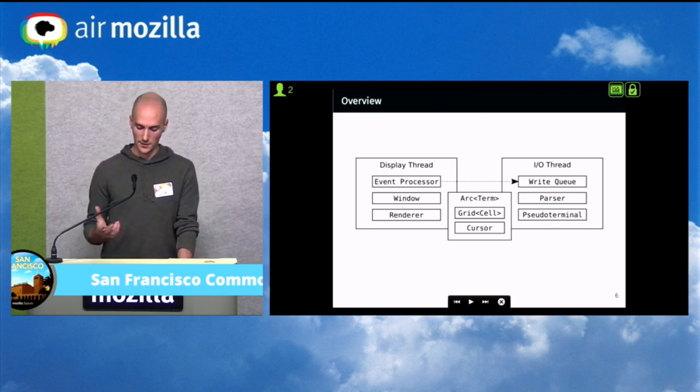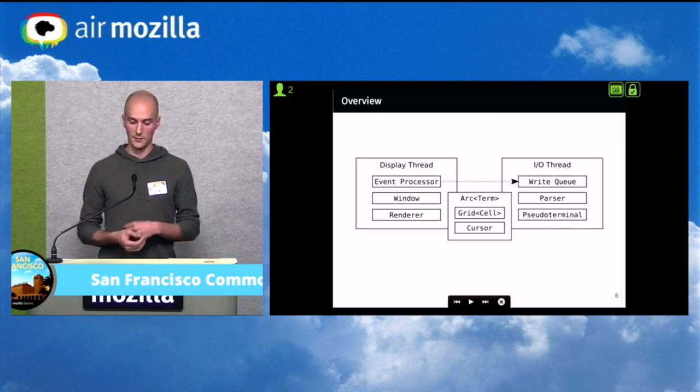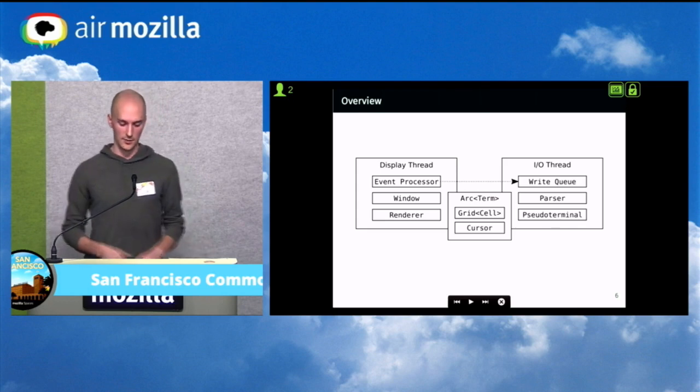So basically, your pseudo terminal gives you data, the parser parses the data, the terminal stores that data, and then the renderer over on the display side is going to actually show it to you.